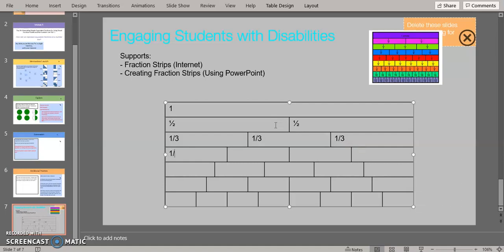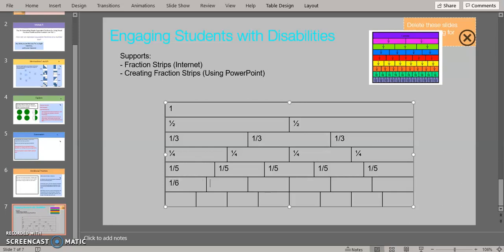We're going to do 1/4. Copy that. We're going to paste. Keep going, paste, and again. Here we're going to do 1/5. We're going to highlight this, copy, move on to the next, and paste it. Paste and paste. Here we're going to do 1/6.